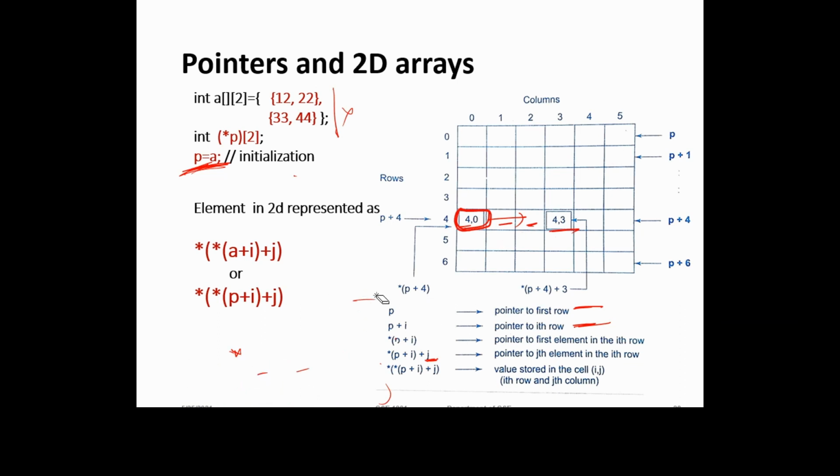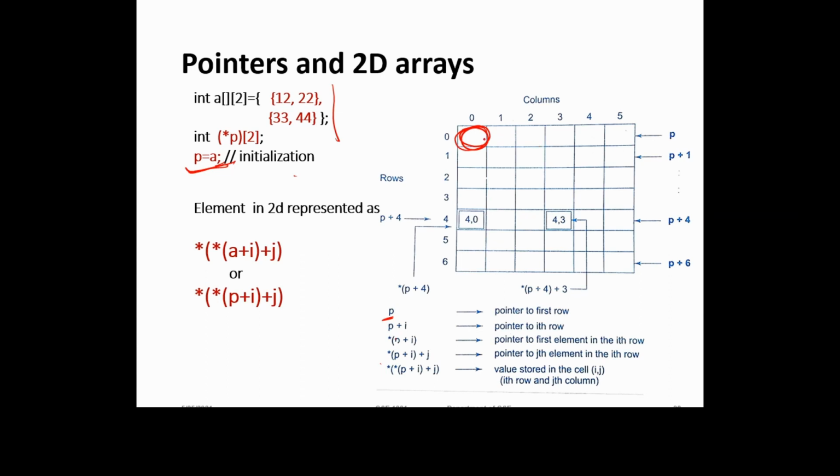I'm explaining this again. Just understand it very carefully. What we are doing here: this is a two-dimensional array. We are declaring a pointer for this two-dimensional array. P equal A means assigning the address of this array into P. Now let's come to here. What does this P mean? Pointer to first row, or we can say the address of this element in P.